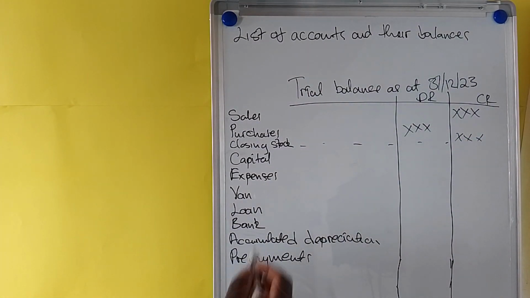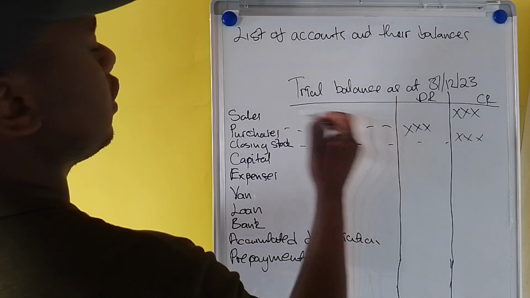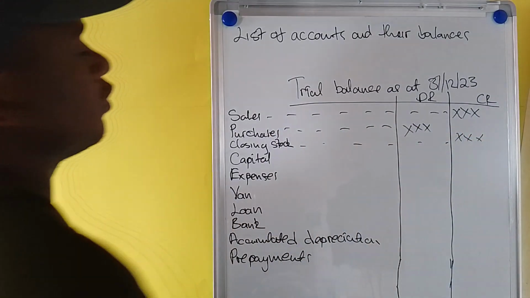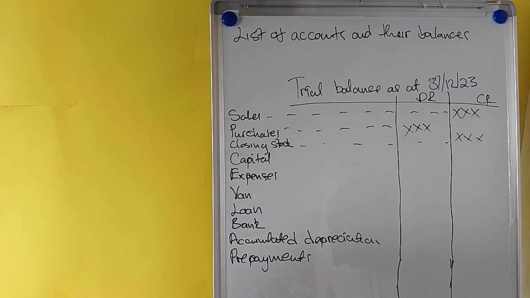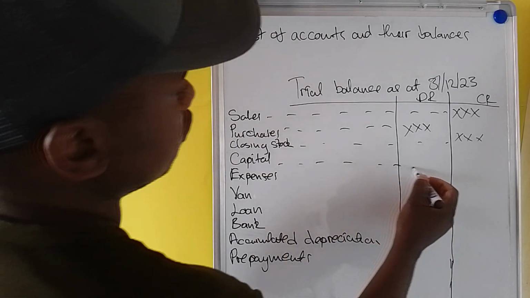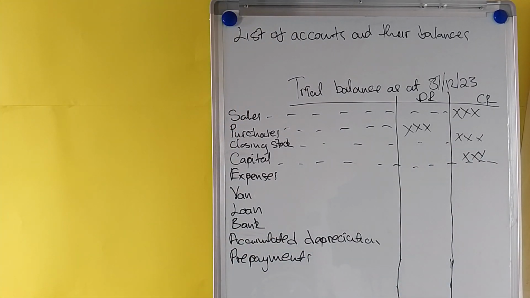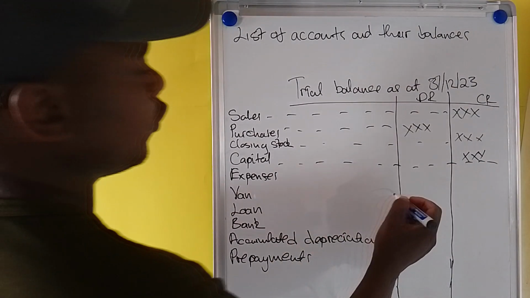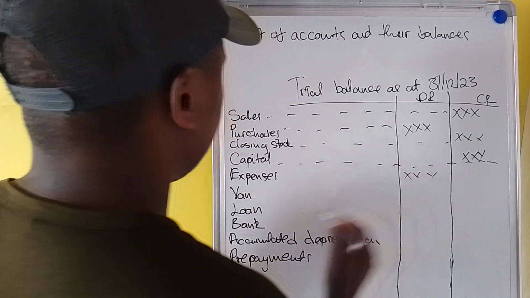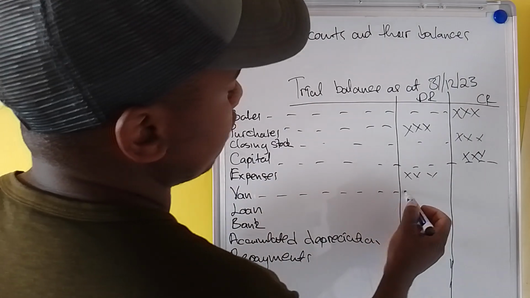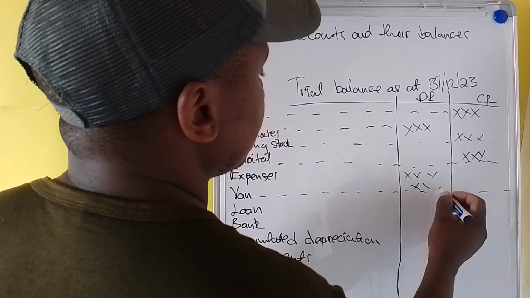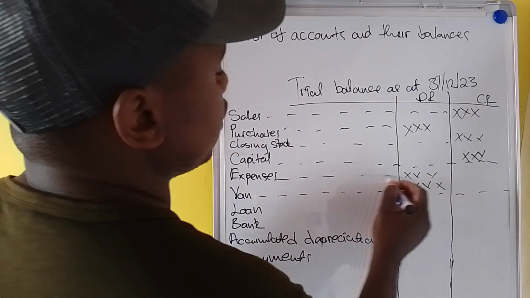Okay. Now we go to capital. Capital is the major element which is used by the owner to start the business. Capital has a credit balance, so we'll put an X for capital there. Then we also go to expenses. Expenses reduce capital. So if they reduce capital, which has a credit balance, expenses will have a debit balance. Okay, we go to motor van. A motor van is an asset, so it also has a debit balance.